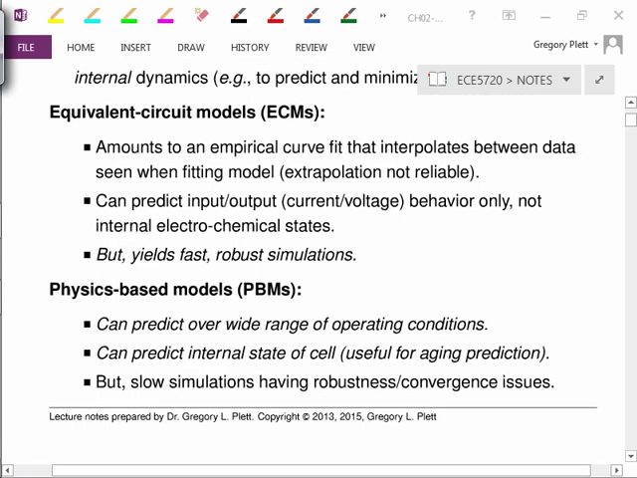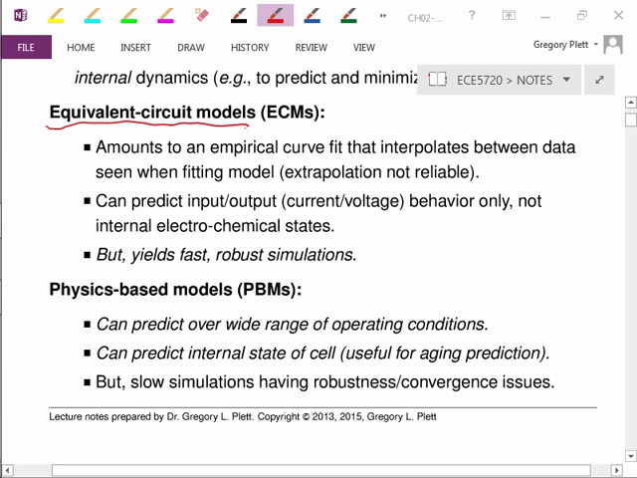The first type of model is an equivalent circuit model of a battery cell, and this is an empirical model. It's a type of a curve fit that collects data in the laboratory and projects that data onto a set of equations that then you find the parameter values, the numeric values of the unknown constants in the equations, and you get this curve fit. And because we're using the type of equation we're projecting onto as a circuit model, we call this an equivalent circuit model of a battery cell.